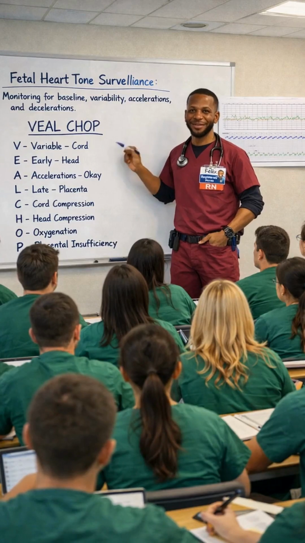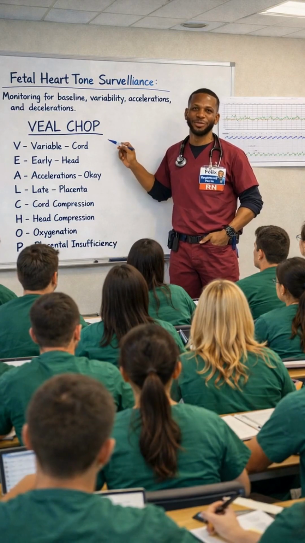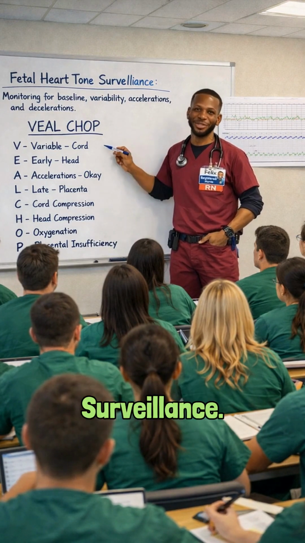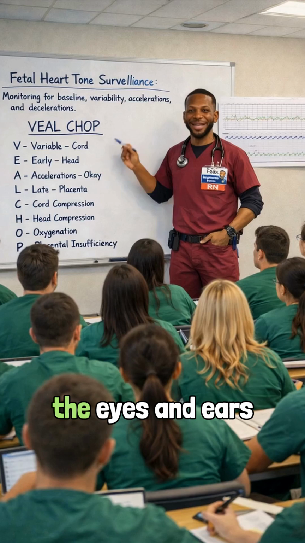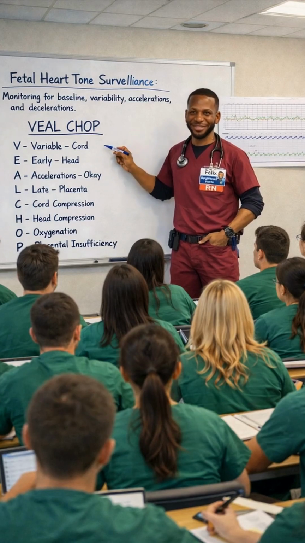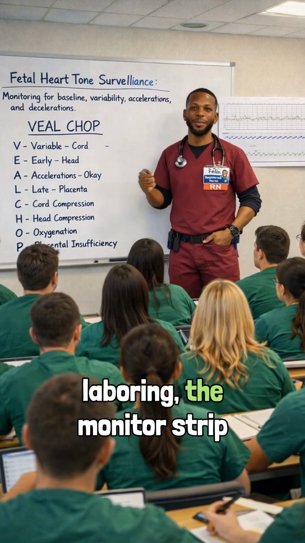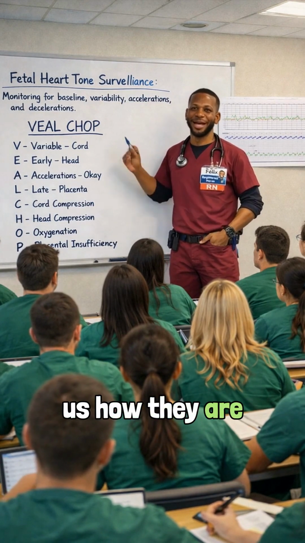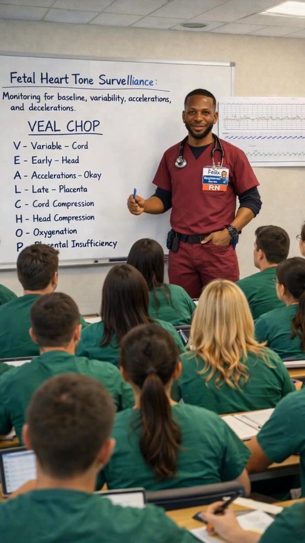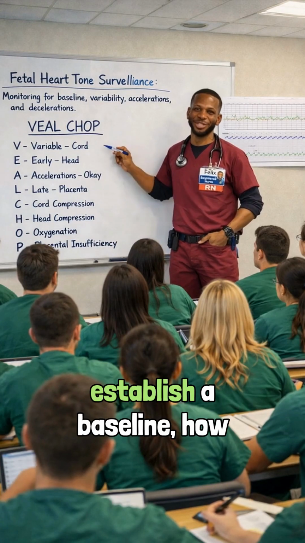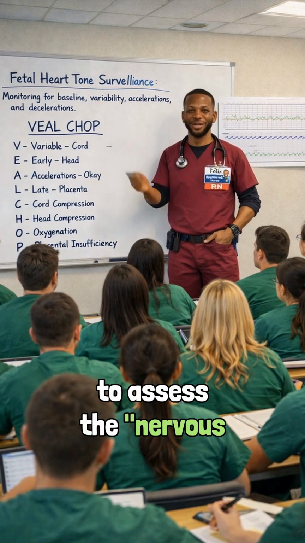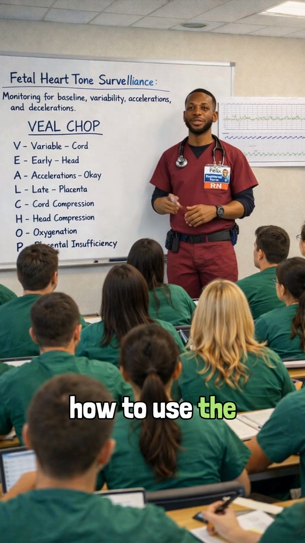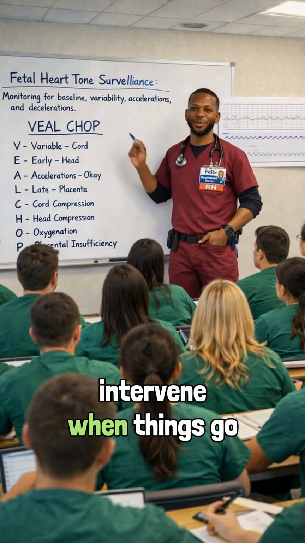Hi, everybody. Today we are discussing one of the most vital components of intrapartum care, fetal heart rate surveillance. As nurses, you are the eyes and ears for the fetus. While the patient is laboring, the monitor strip is the only way the fetus can talk to us and tell us how they are handling the stress of contractions. We are going to break down how to establish a baseline, how to assess the nervous system of the baby through variability, and finally, how to use the Veal-CHOP mnemonic to intervene when things go wrong.